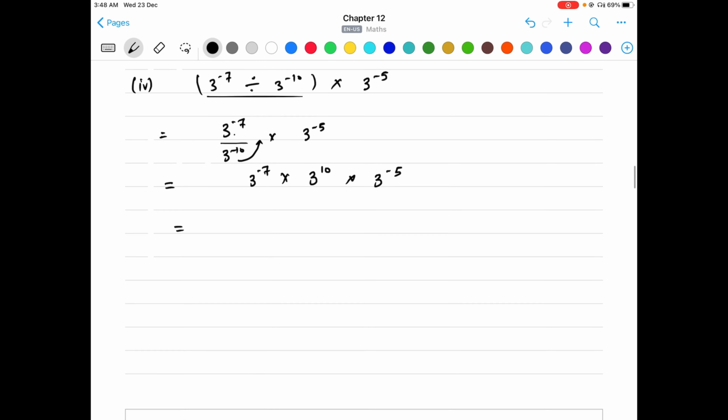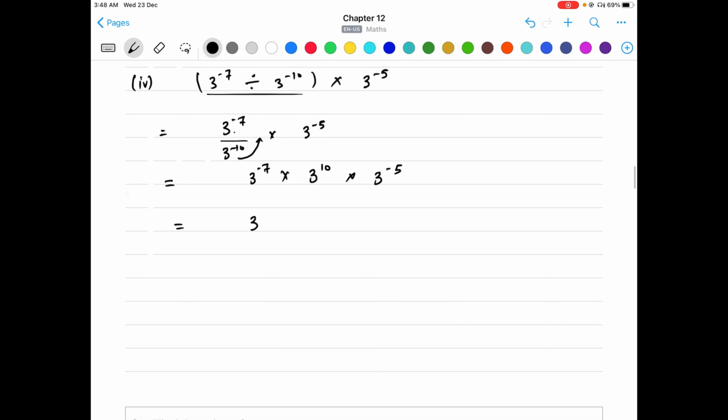Now as you can see, all the base numbers are same, so we can write a common base number, which is 3, and all the powers will be added. So we have minus 7 plus 10 minus 5. This will result as 3 power, minus 7 and minus 5 will give us minus 12. Minus 12 plus 10 will be minus 2.